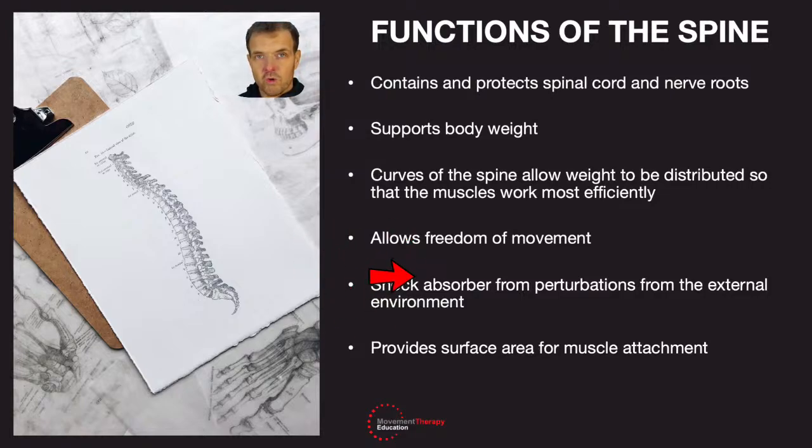The spine is a shock absorber or a shock distributor from perturbations from the external environment. Any kind of forces that come into the body as a whole, the spine is able to distribute those forces via the connective tissue, via the ligaments, via the discs, via the other bony structures that are in that area. There are loads of different distribution channels, and it also provides a surface area for muscle attachments.